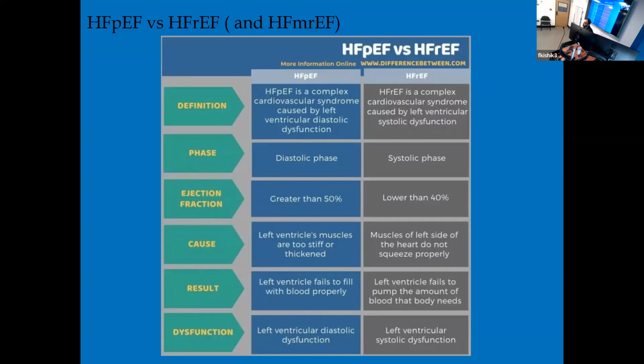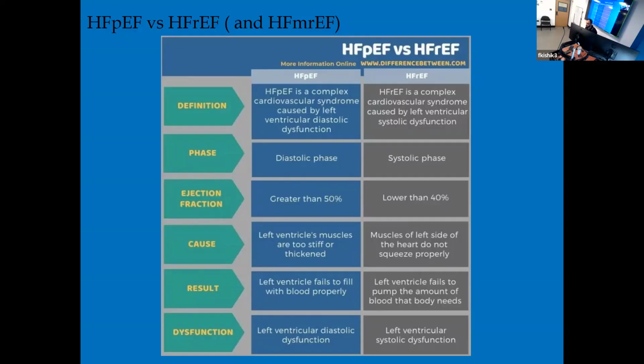So how do you get weak? You weren't born with heart failure. MI? You had an MI, some sort of ischemic event that caused your heart tissue to die. That's why you cannot squeeze properly. Result: left ventricle fails to fill properly with blood because it's too beefy. In systolic, left ventricle fails to pump the amount of blood the body needs because it's weak. Dysfunction: left ventricular diastolic dysfunction, and then in systolic, it's left ventricular systolic dysfunction.